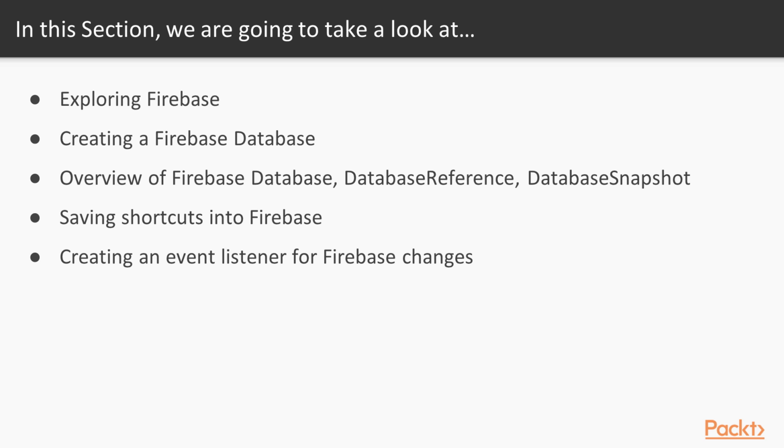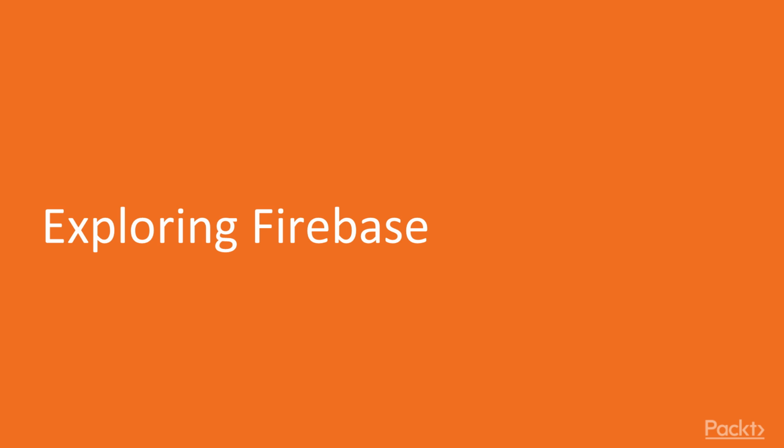Then we're going to see how to save shortcuts into Firebase, and we're going to see how to make an event listener so that we can be aware when data changes on the server side. It can send a notification down to our mobile device, and our mobile device can take some action based off that notification. So let's start with this video exploring Firebase.